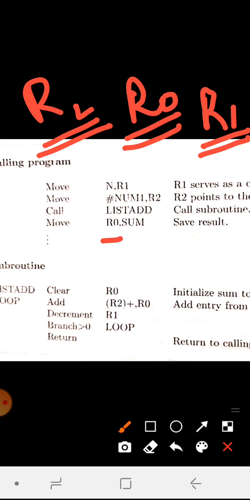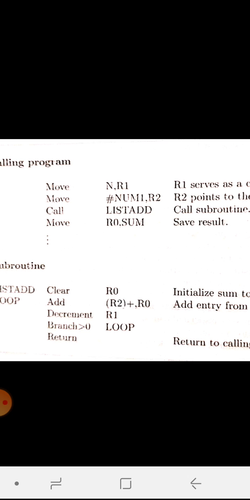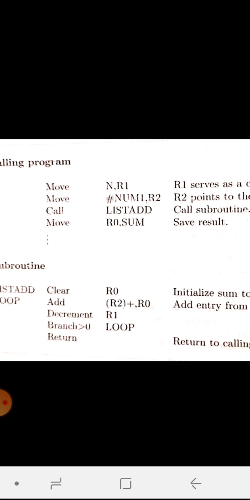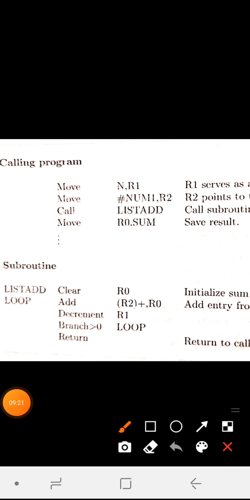Now instead of writing the whole program, in the calling program we have done the initialization. This one says how many numbers you need to add. This instruction loads the location of the first number into R2. Next we say call list add, where list add is nothing but your subroutine. Now you can see we have switched to subroutine list add, where initially we make R0 equal to 0. Then every time we fetch the data indicated by R2, add it to R0, and store the result back in R0.